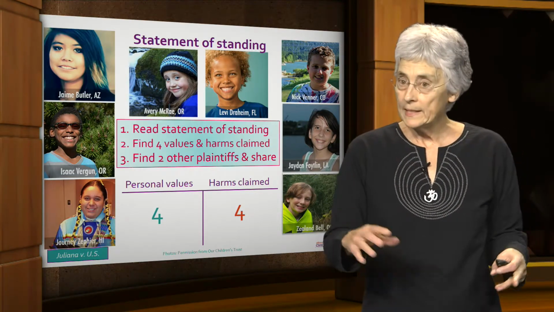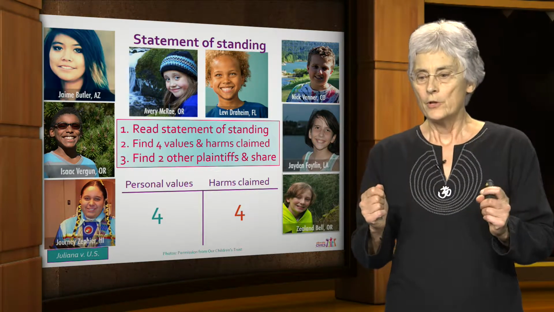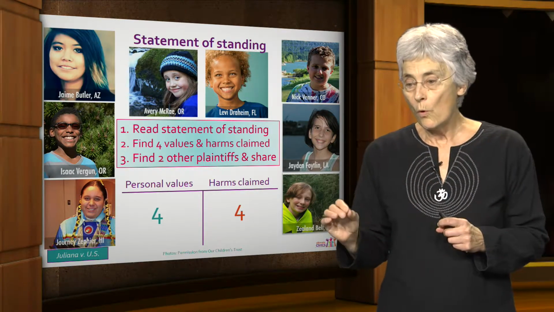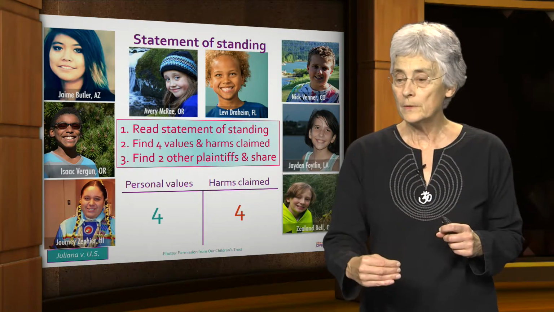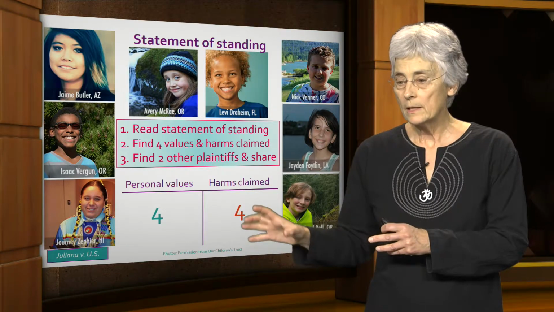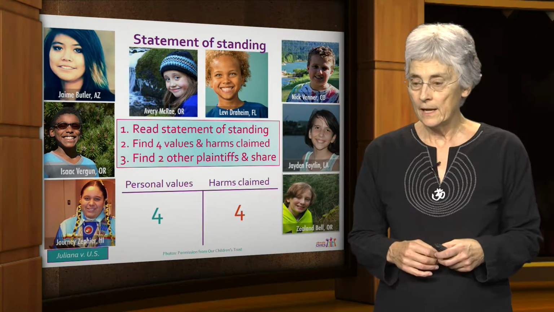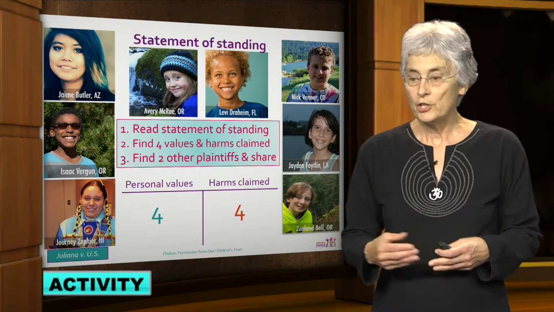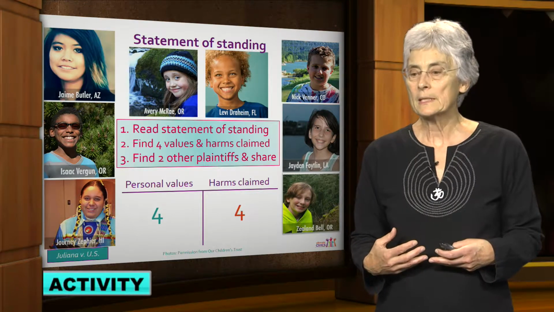So for example, everybody is going to be reading who they are. They are a plaintiff now. So they're going to read their statement of standing to themselves and find 4 personal values that their plaintiff claimed was harmed, and then what was the claimed cause of the harm. You have about 5 minutes to do that analysis, and then everybody will find 2 other plaintiffs and share those values and the harm. Then we come back for a group discussion.